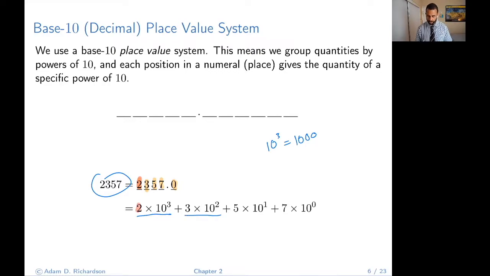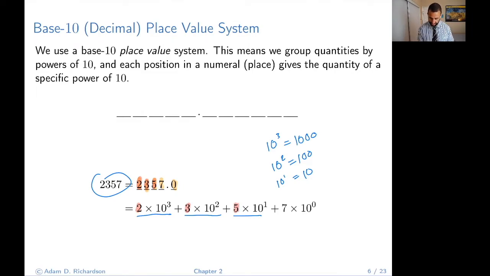Over here we have 3 groups of 10 squared, but 10 squared is 100. Right? 10 squared equals 100. That's why right here we're saying there are 3 hundreds, 3 of those hundreds. And let's keep moving along here. Now we're talking about 5 tens. 10 to the 1 is just 10, right? So we're saying we have 5 of those tens.